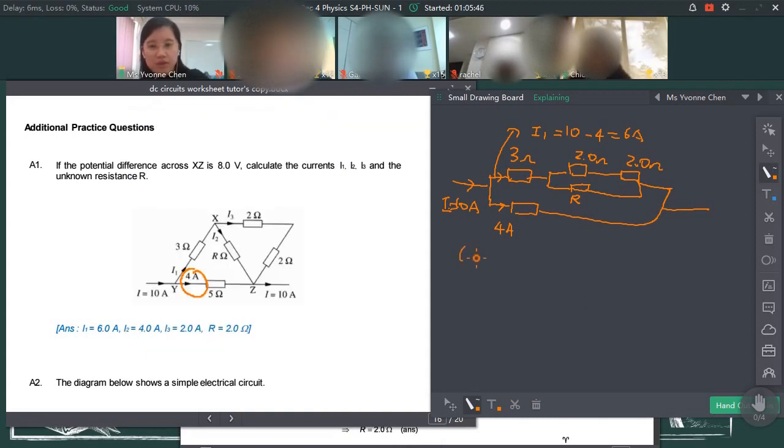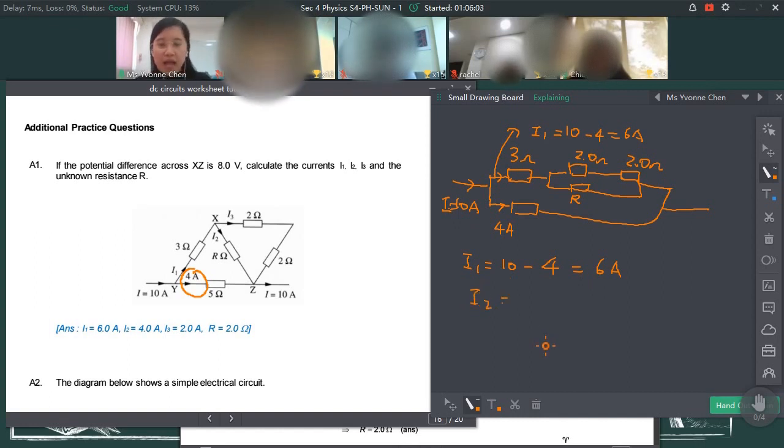Okay, that's for the I1. I1 equals 10 minus 4, which equals 6 amperes. Okay, so Chloe, maybe you can share with us how you get part 2? How do you find I2?